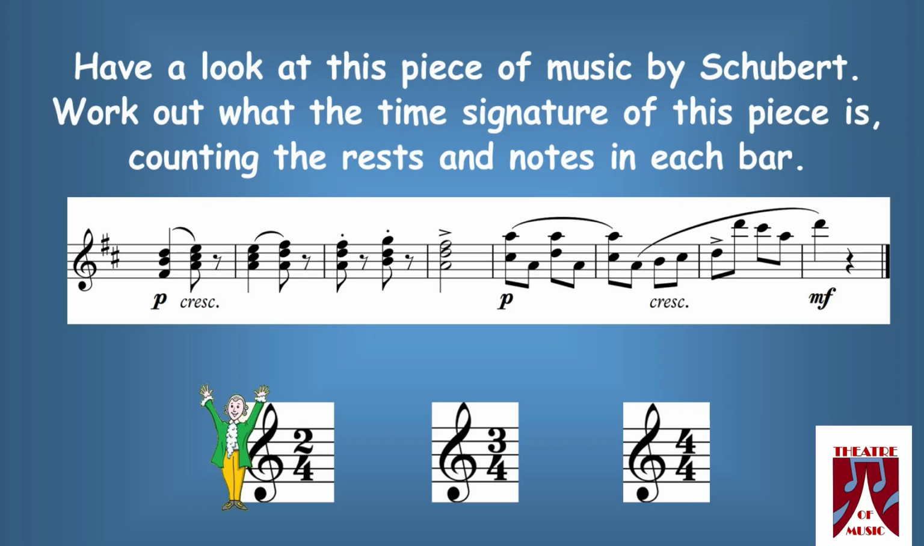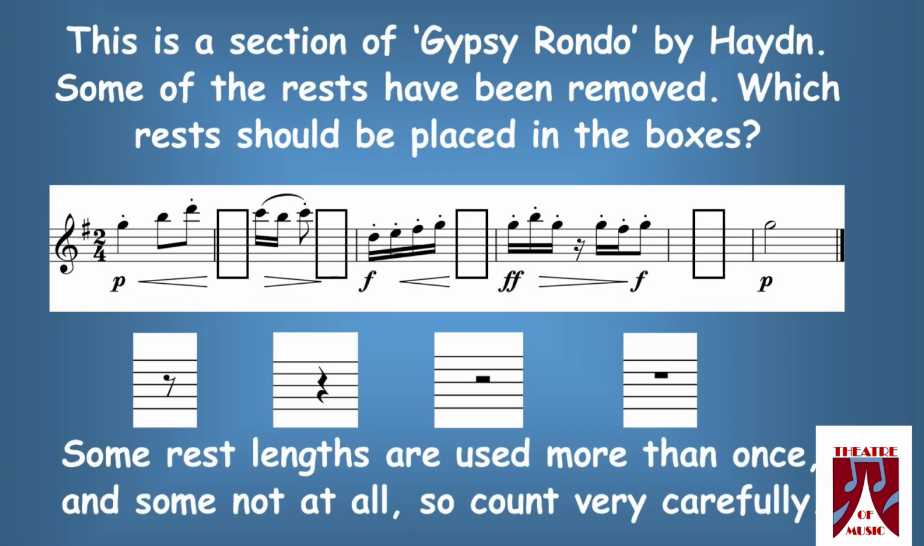So the answer was 2/4, 2 crotchet or quarter beats in a bar. You can see Mini Mozart standing next to the correct answer. Now let's try putting the rests back into a piece. Here is a section of Gypsy Rondo by Haydn. There are boxes on the music where rests have been removed. Try to work out which rest goes into each box.